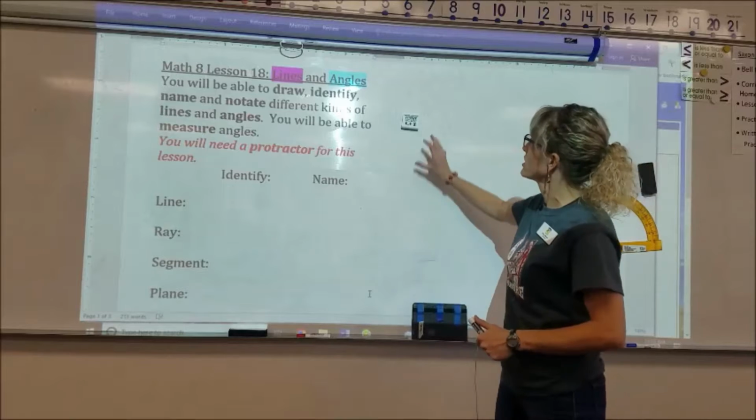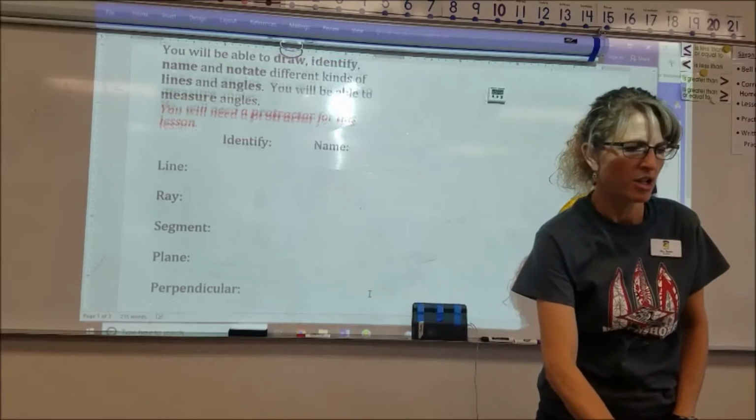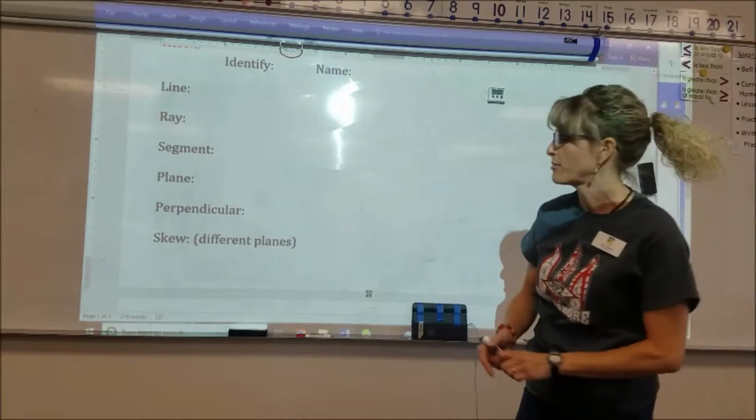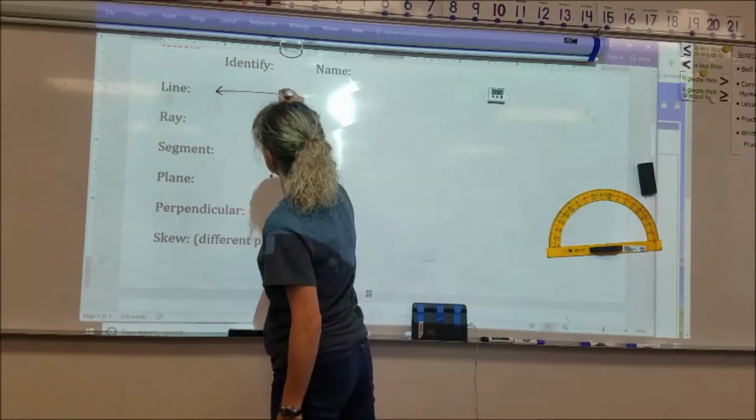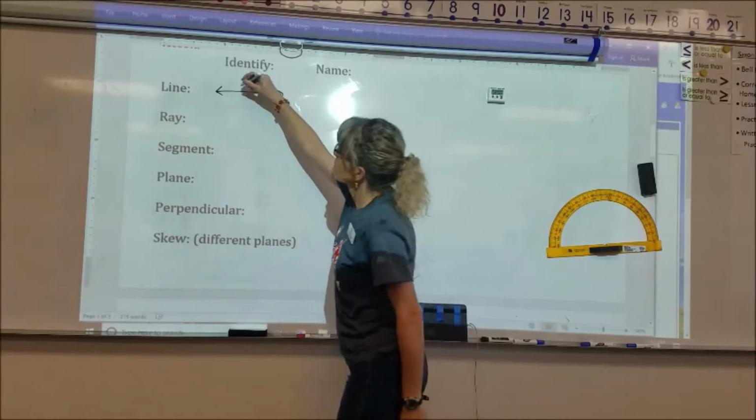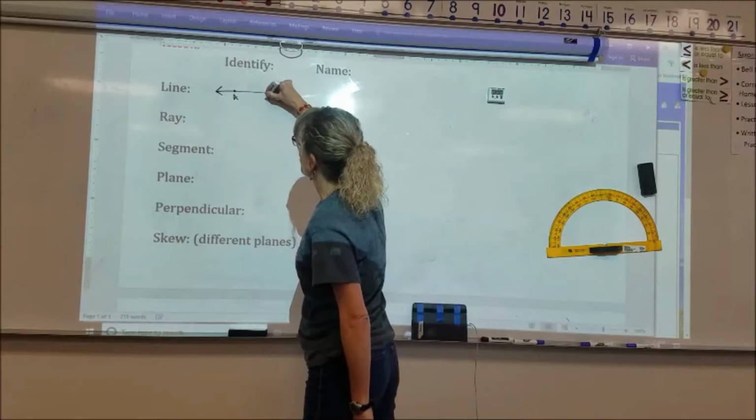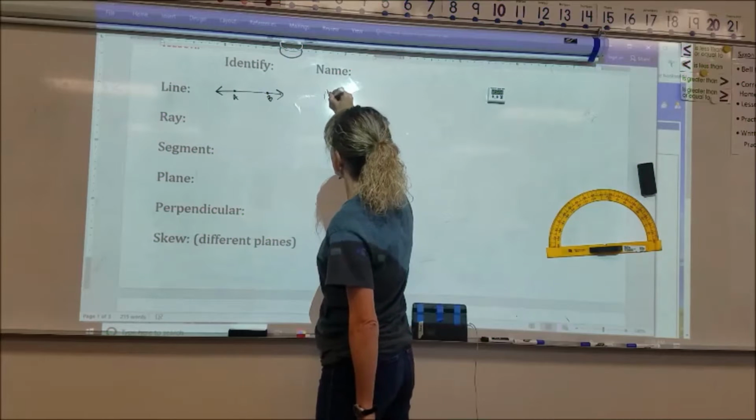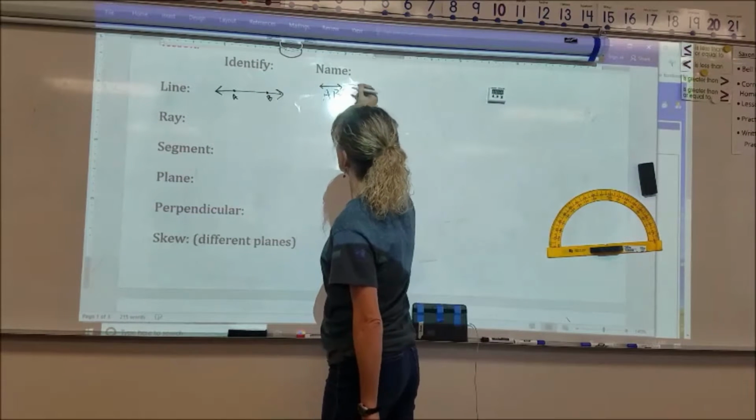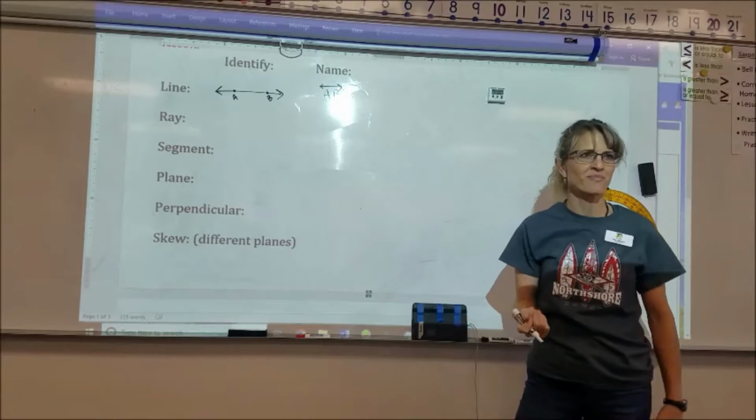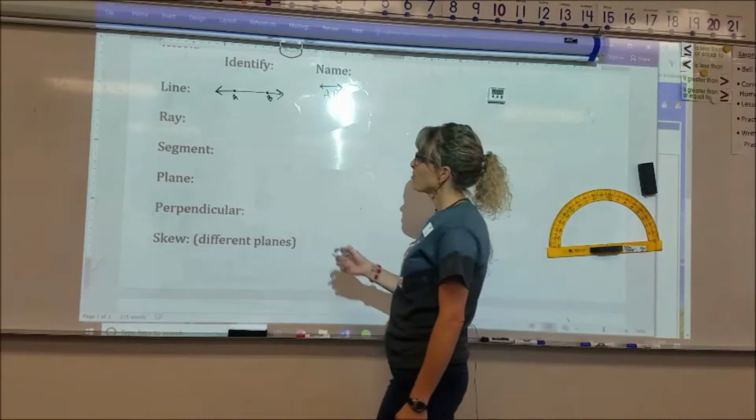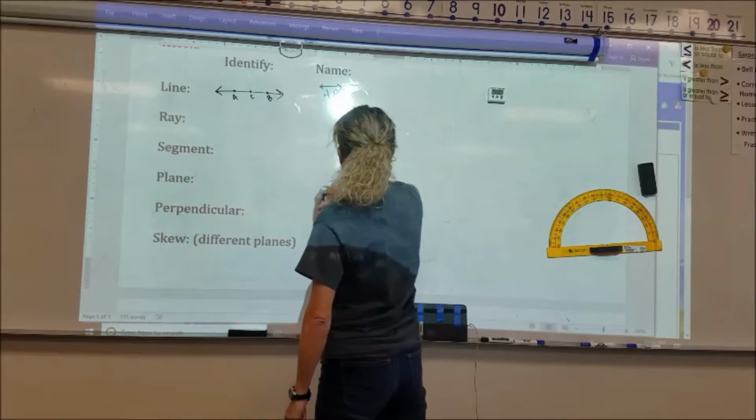All right, so let's start with line. We're going to talk about how to identify it and how to name it. A line looks like this, straight with arrows on both sides. We name it by 2 points on the line. So I say line AB. How do I say that, class? Get ready? Line AB. Let me show you some ways that students have done it that I marked wrong.